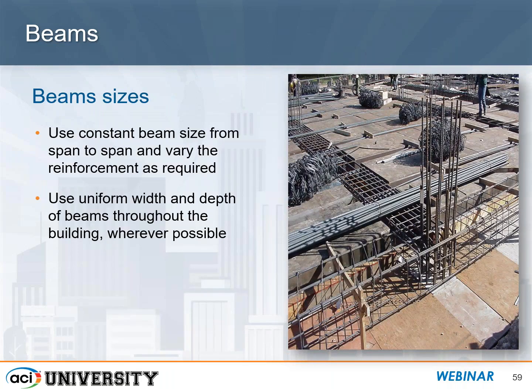Now, it warrants repeating again, using a constant beam size from span to span and varying the reinforcement as required, and use uniform width and depth, not only at a particular floor level, but throughout the building wherever possible. Having 100 different beam sizes, unless it's a very special type of structure, is not a very efficient thing to do. Selecting just a handful of different beam sizes and using it as often as possible is going to help out with constructability tremendously in the project.